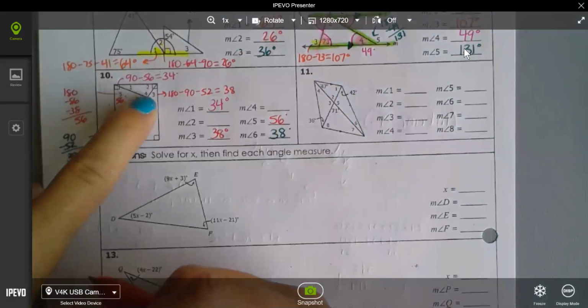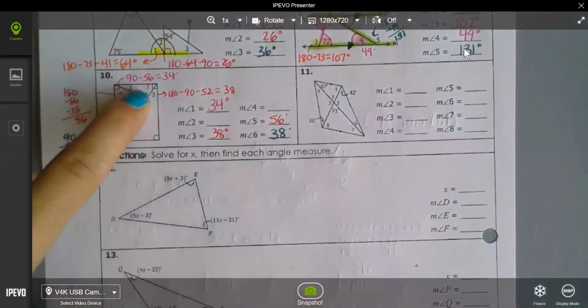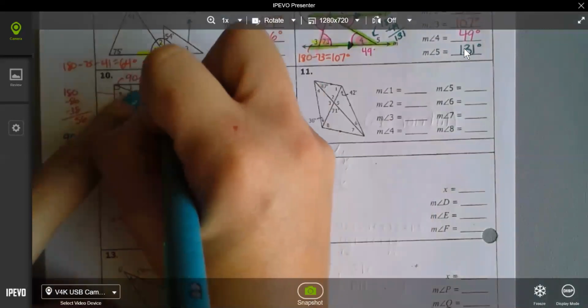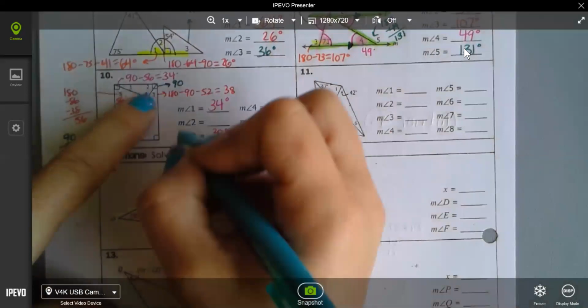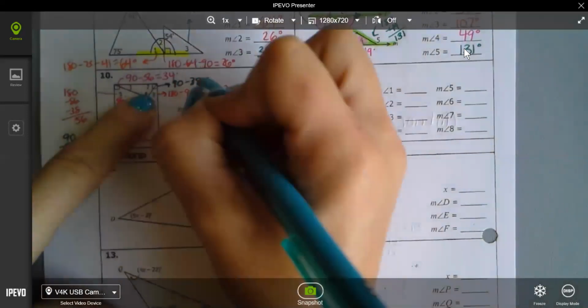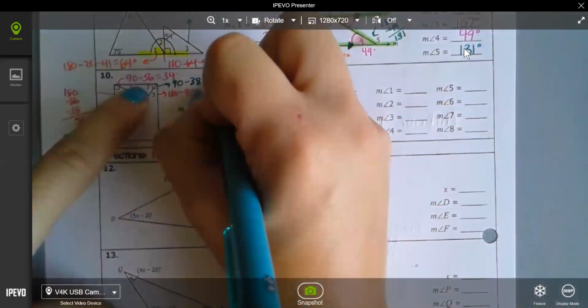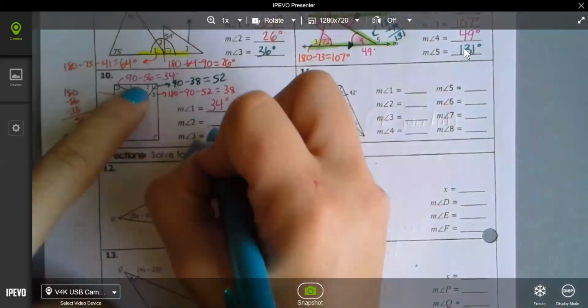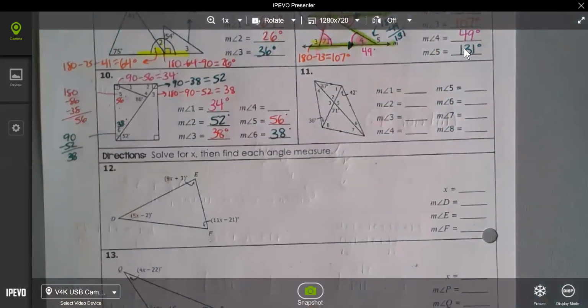Okay, so 3 is 38, and 3 and 2 are supposed to be a right angle. So that means that I can get in here now and do 90 degrees minus that 38, and that's going to leave us with 52 degrees left over. So that means that angle 2 is 52 degrees.